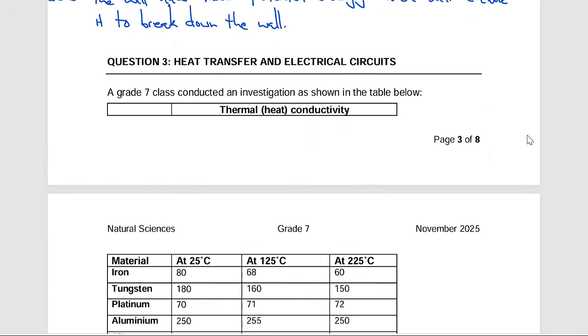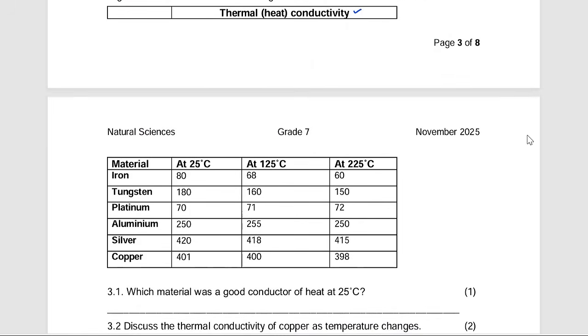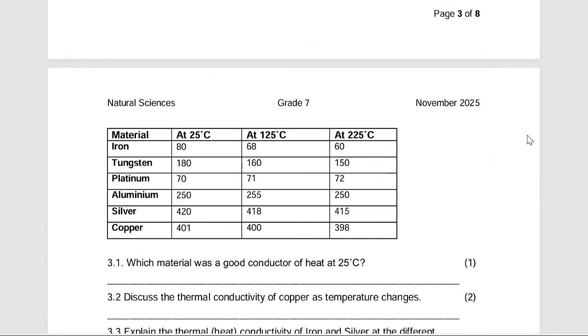Now moving on to question number 3. Says heat transfer and electrical circuits, right? So now we're having a thermal conductor, thermal heat or conductivity there. So we're given different materials there. We've got our iron, tungsten, platinum, aluminum, silver, copper, and then we're given a temperature there. The first one is 25, then it increases to 125, and then lastly it increases to 225 there.